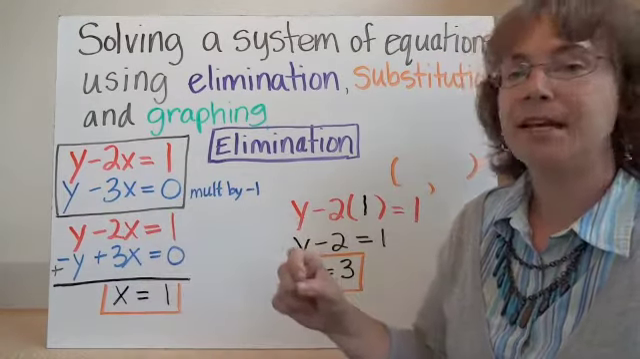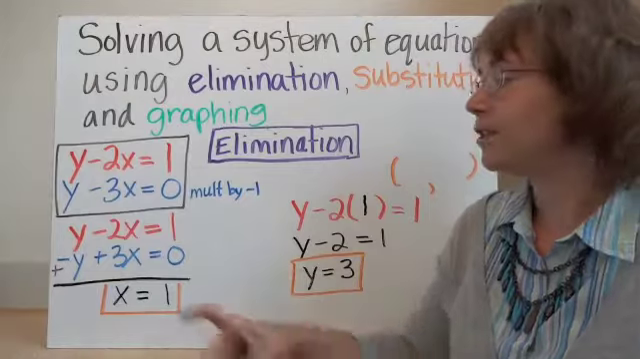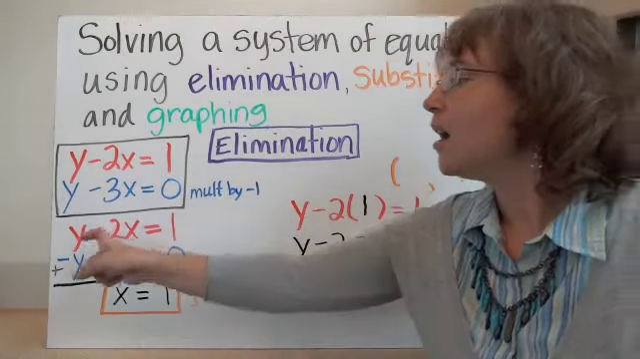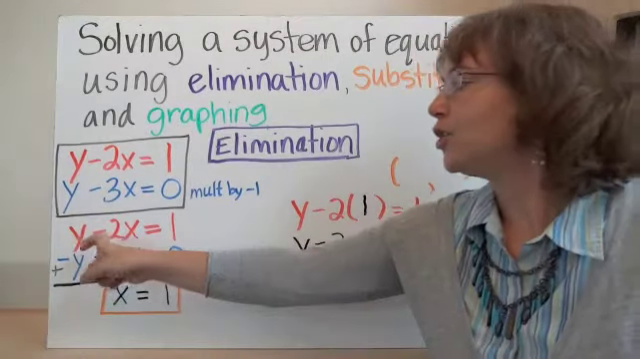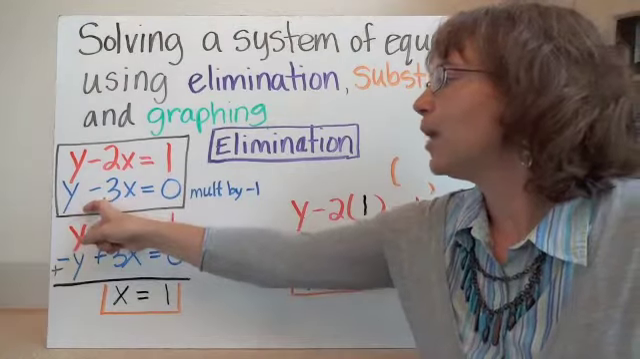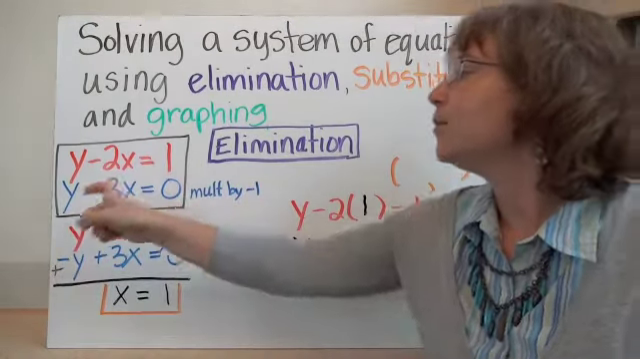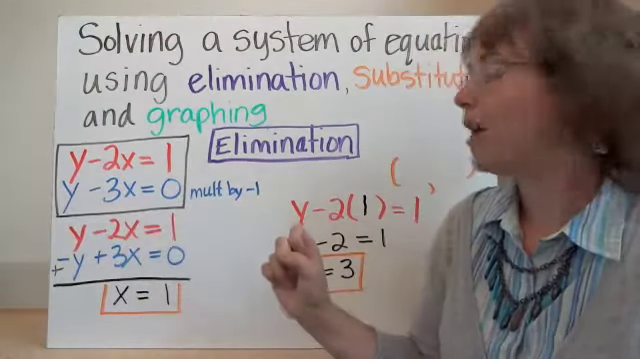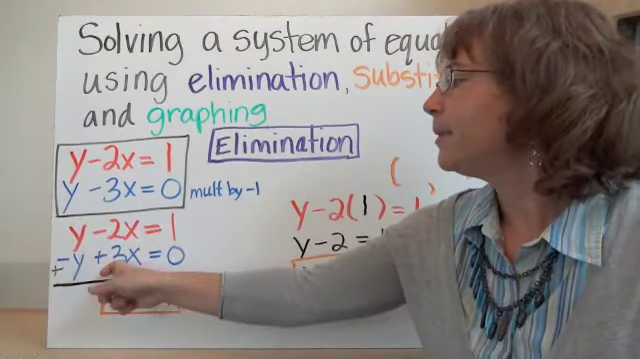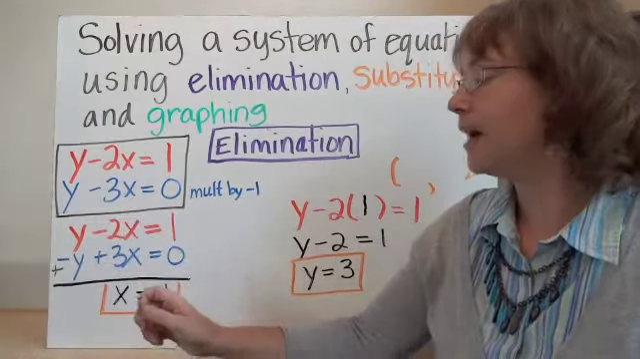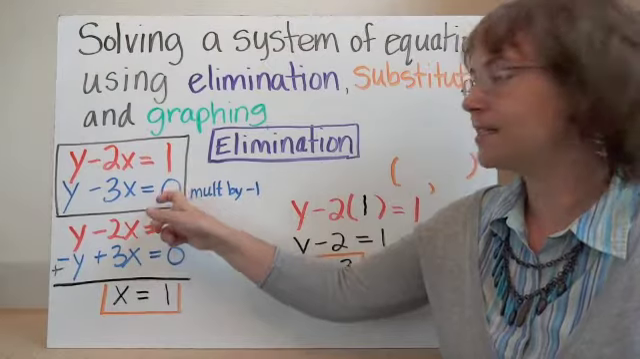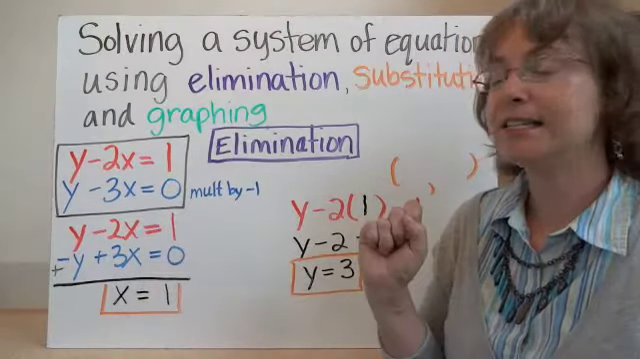I'm going to multiply it by a negative 1. I could have done the same thing with the top, but I chose the bottom one. It would work out the same either way. I'm going to rewrite my first equation: y minus 2x equals 1. My second equation, I'm going to write it after I've manipulated it, which means I've changed the sign of everything in here. I've multiplied it by a negative 1. So that gives me a negative y plus a 3x, negative 3x times a negative 1 gives me a positive 3x, equals 0. When I multiply this 0 by a negative 1, it is still 0.